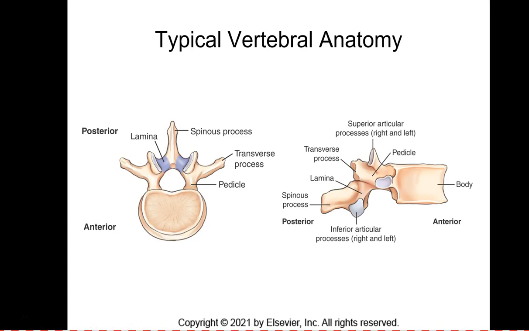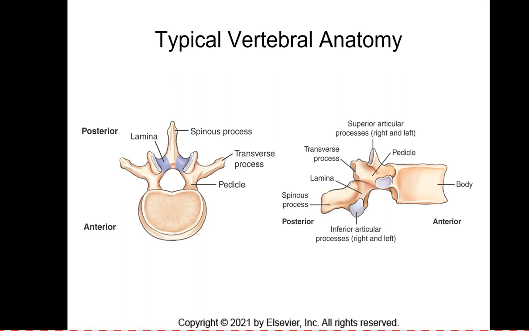Extending laterally from the junction of each pedicle and lamina is a projection called the transverse process. So remember, we have pedicle here, lamina here. So where the pedicle and lamina meet, we have this transverse process. And of course, we have this on both sides: pedicle, lamina, transverse process. The spinous process extends posteriorly at the midline junction of the two laminae. So again, where the laminae meet in the back, you have a spinous process going posteriorly.